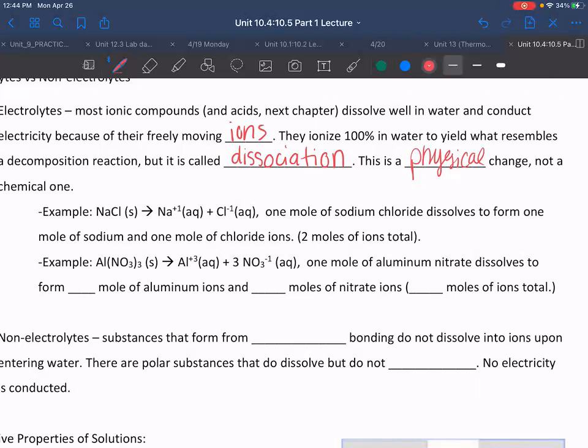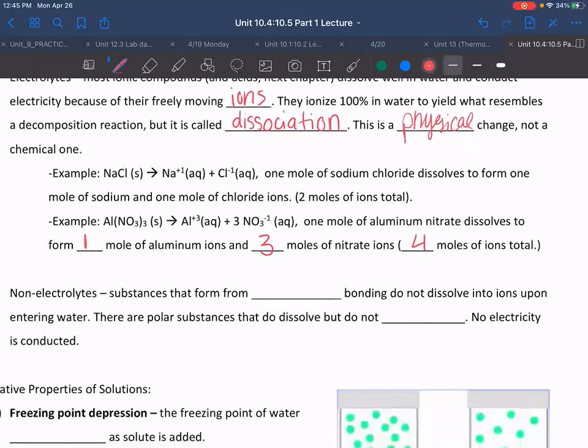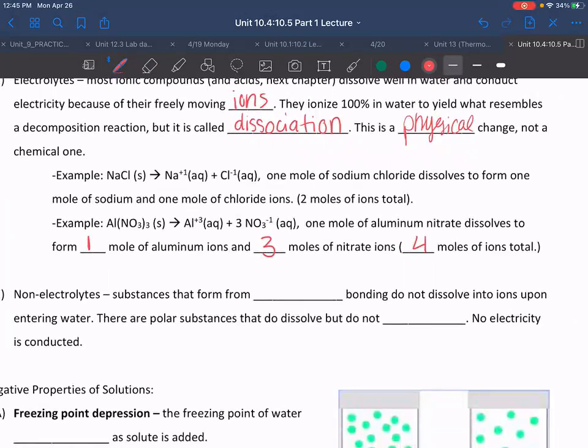Next example here, we can see that we have 1 mole of aluminum nitrate, and that dissolves to form 1 mole of the aluminum 3+ ions and 3 moles of the nitrate ions. So it'll give us 4 moles in total. The reason why it's important to understand how many moles we're getting, because this will actually affect which will have the higher or lower boiling and freezing points. So we'll talk about freezing point depression and boiling point elevation in a second here. First, we gotta just talk through how non-electrolytes affect colligative properties.